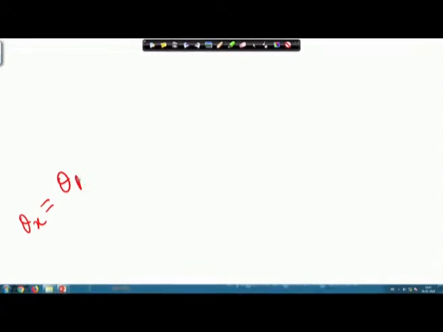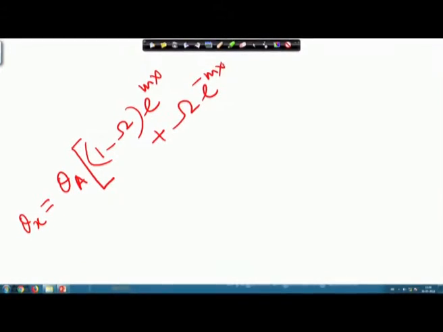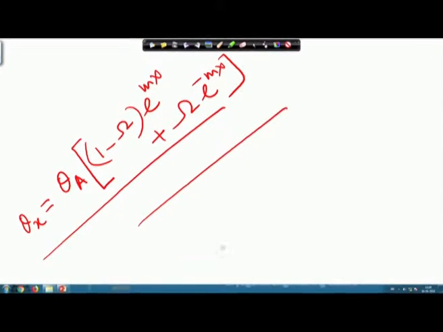We have obtained a temperature profile theta x equals theta a multiplied by (1 minus omega) into e to the power mx plus omega into e to the power minus mx, where omega is having a relation between r and sine hyperbolic ml. And then we also tried to find out the amount of heat getting transferred.